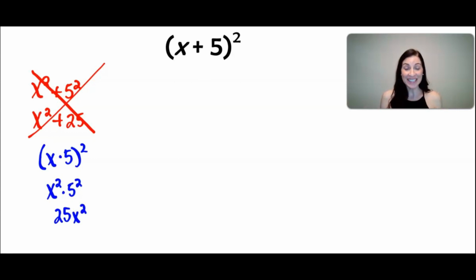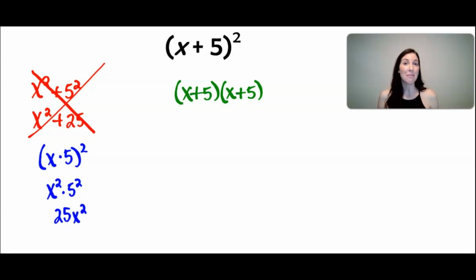So how should we do it instead? Well, instead, when I see something being squared, I think that that is (x + 5) times itself. So you would multiply (x + 5) times itself two times. And then here you would need to distribute, or some teachers or tutors may call it double distribute, or some may even call it FOIL. So you may have heard some different terms thrown around there.